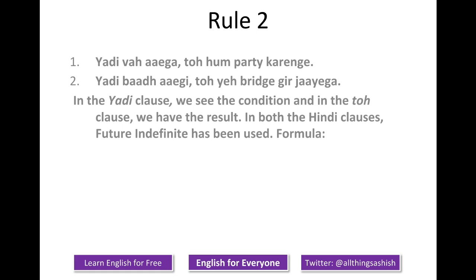In the yadi clause, we see the condition, and in the to clause, we have the result. So यदि वह आएगा is the condition, and तो हम पार्टी करेंगे is the result. यदि बाढ़ आएगी is the condition, and तो ये ब्रिज गिर जाएगा is the result. In both the Hindi clauses, future indefinite has been used.